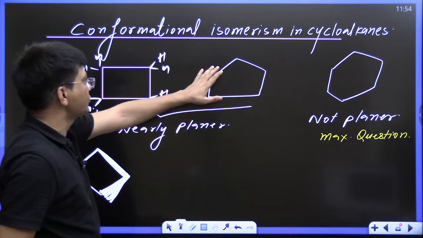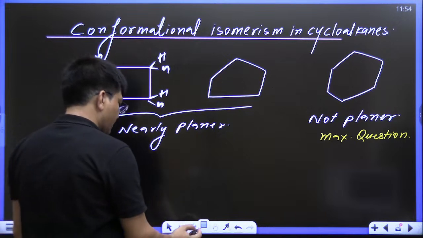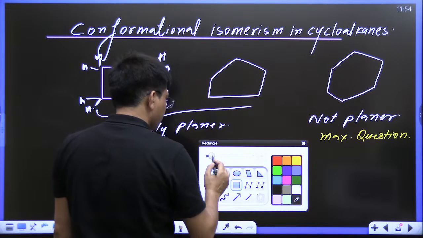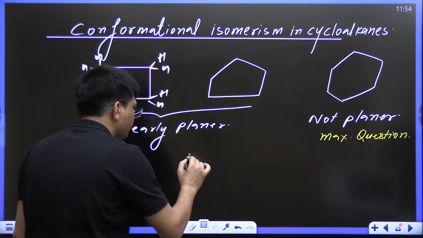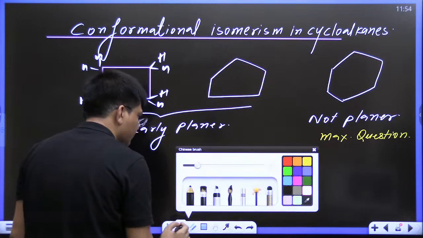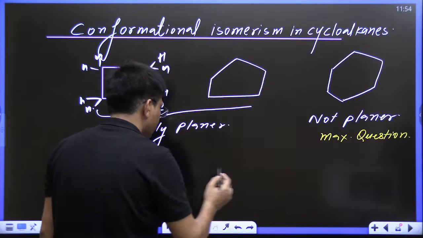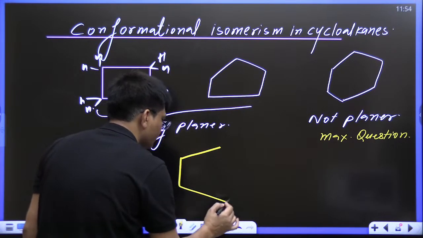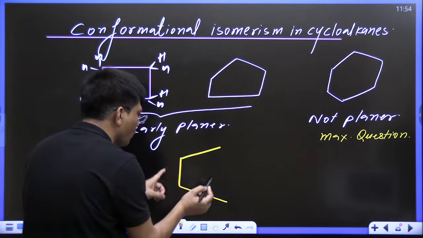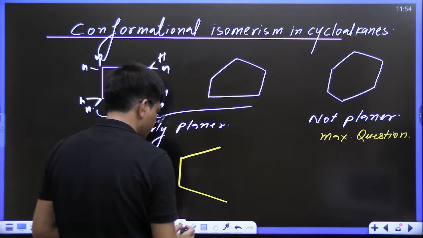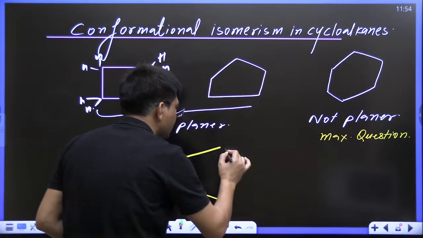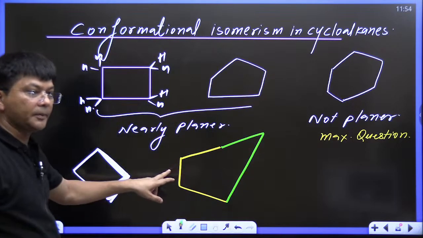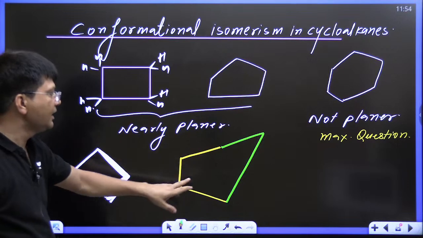And let me tell you about cyclopentane. You must have seen the envelope which we use to give gifts, notes, or whatever things. You see these 4 carbons are lying planar, but one carbon is a little bit like this, envelope type. So this is not planar, this is nearly planar.